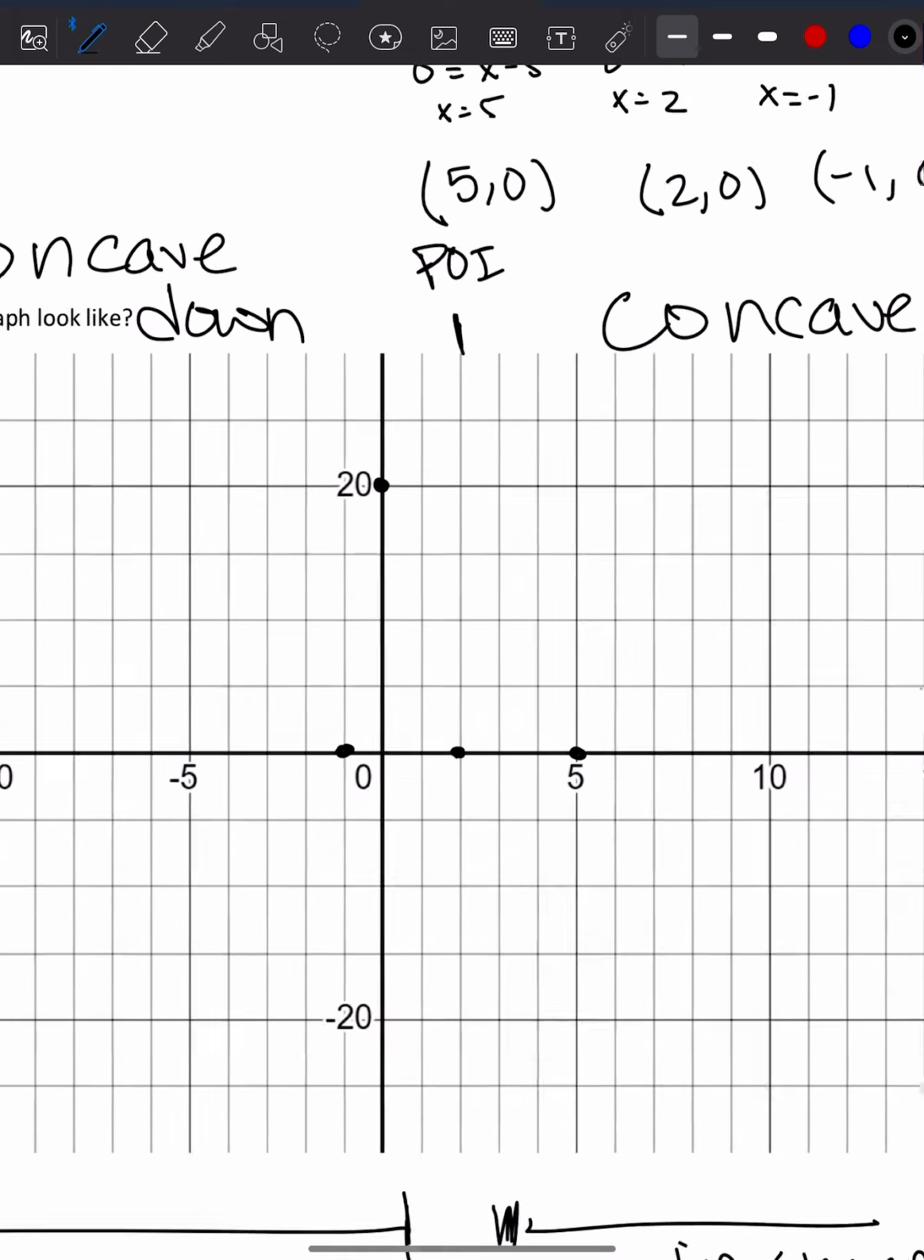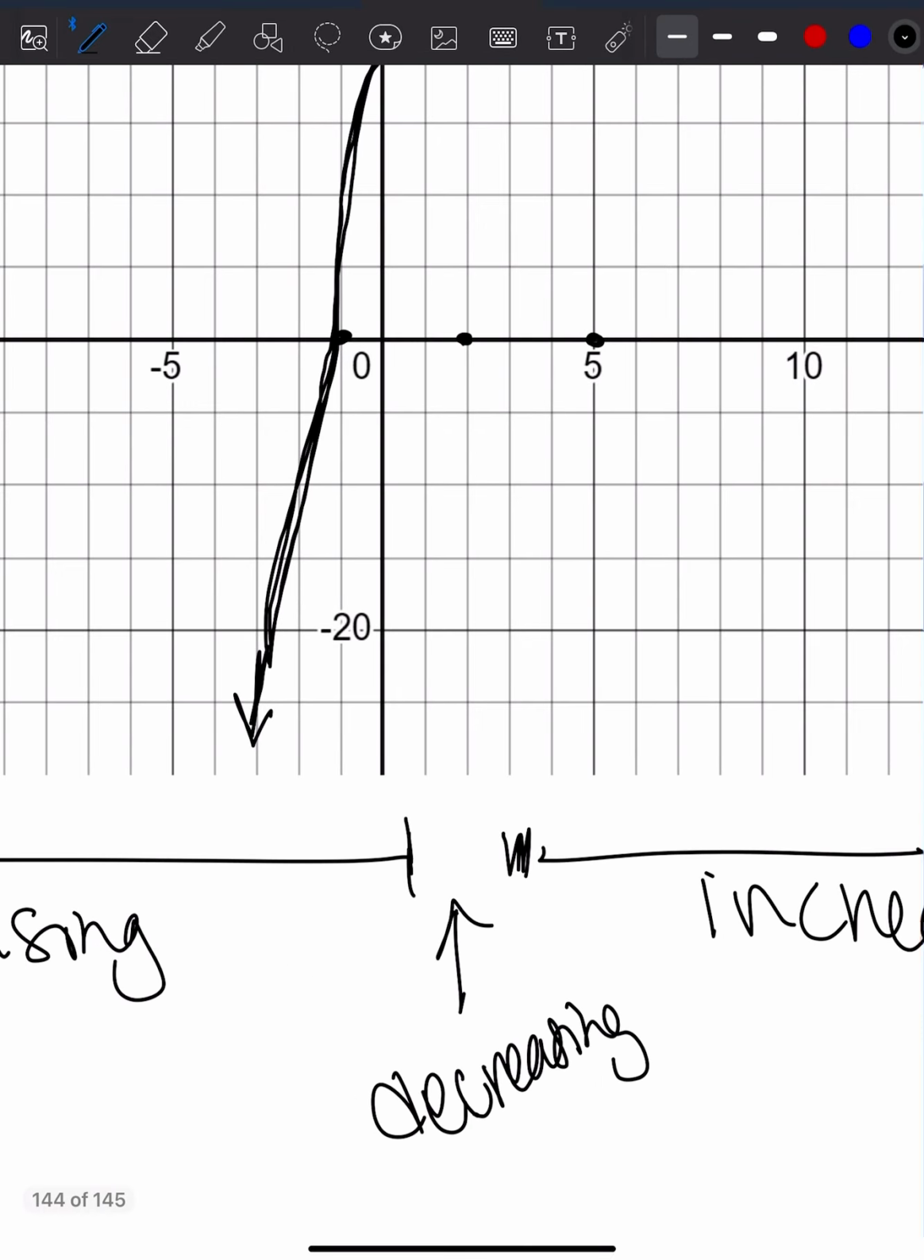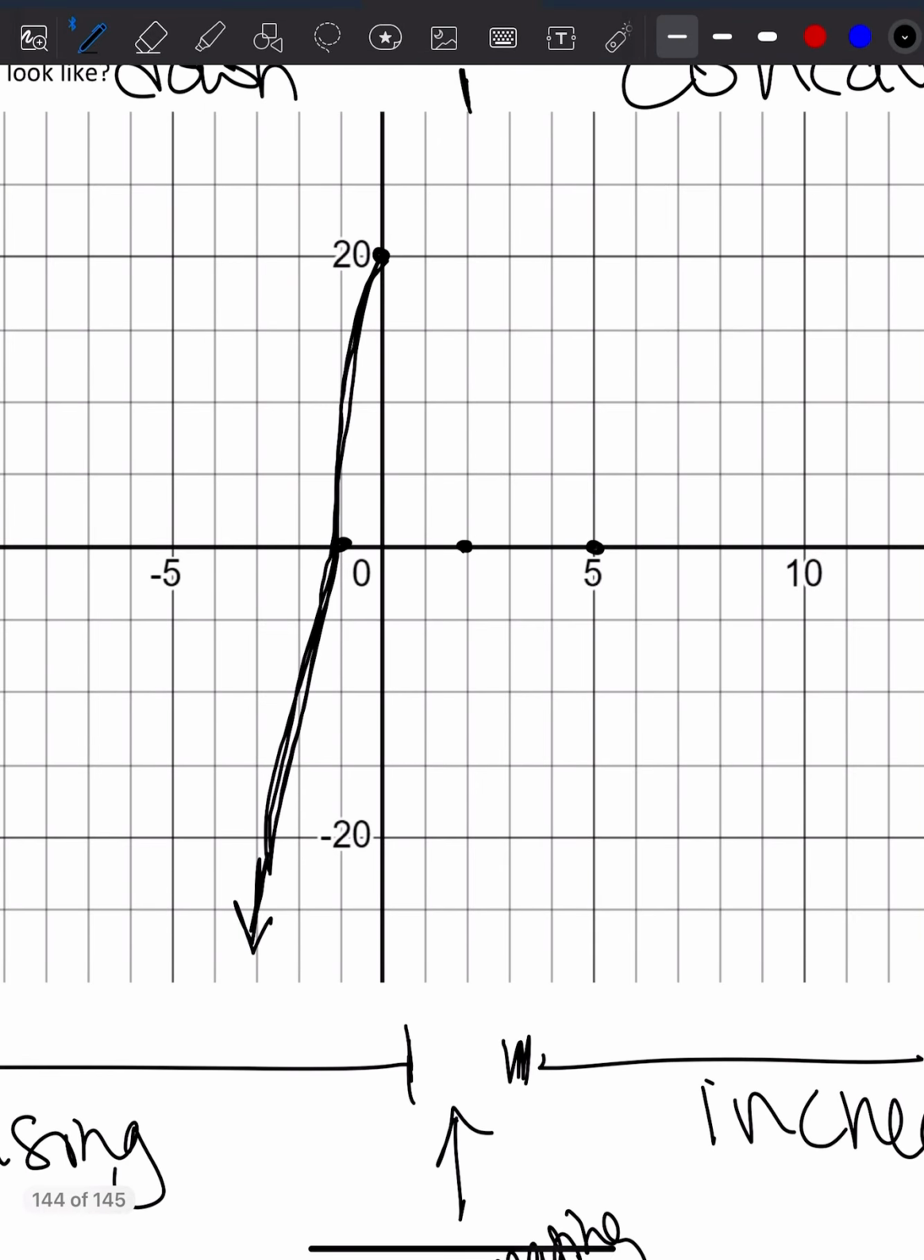So we're going to get a little bit closer here. And I'm going to start at this y-intercept, and we're going to work our way backwards. So we have something that looks kind of like this here. And this goes down forever. But I'm still increasing for a little bit before I turn around. So I'm going to continue to increase to about here.